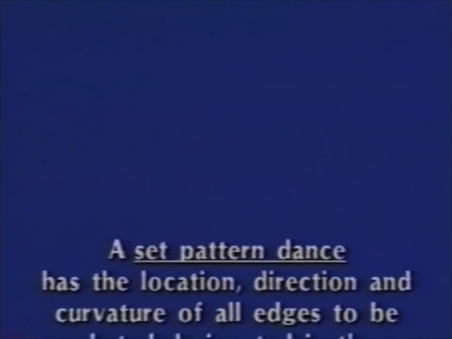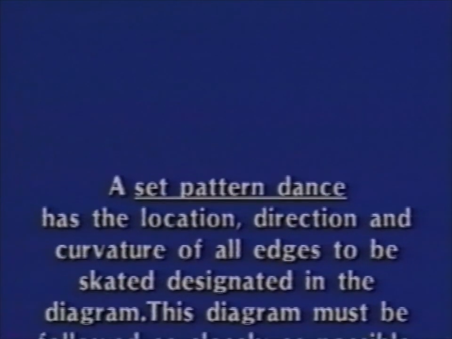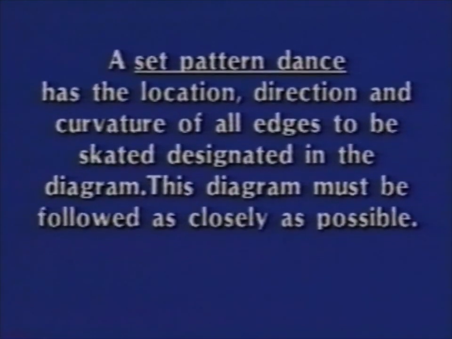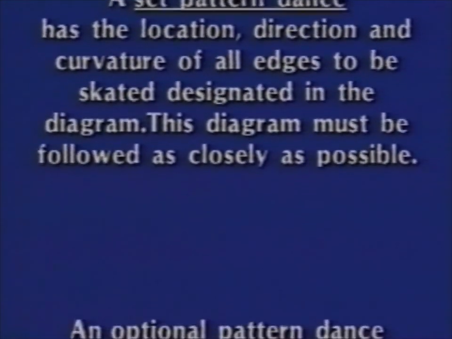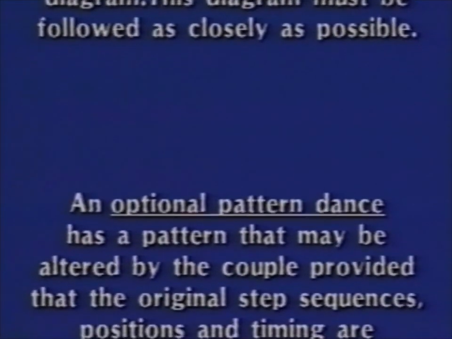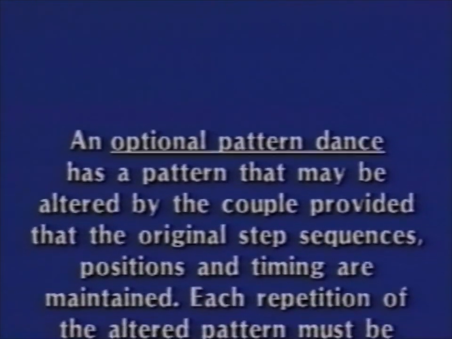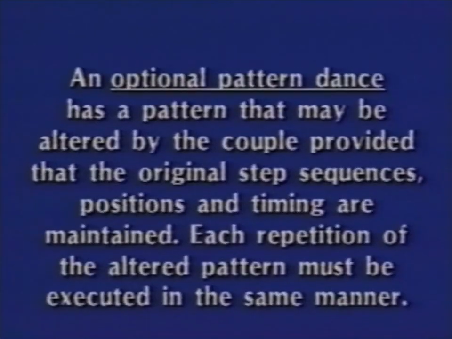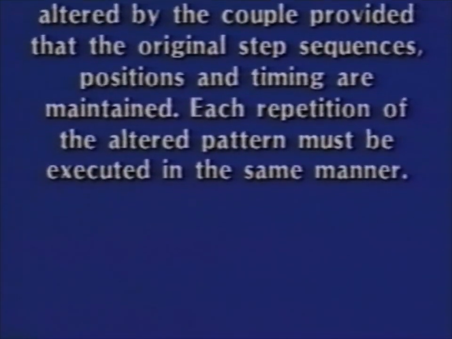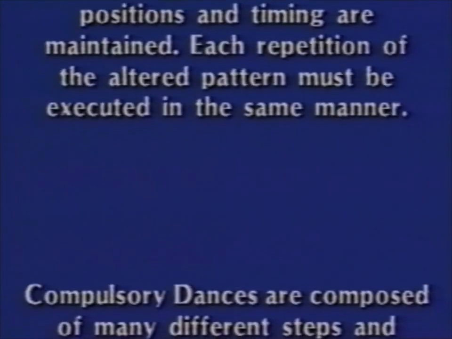A set pattern dance has the location, direction, and curvature of all edges to be skated designated in the diagram. This diagram must be followed as closely as possible. An optional pattern dance has a pattern that may be altered by the couple, provided that the original step sequences, positions, and timing are maintained. Each repetition of the altered pattern must be executed in the same manner.